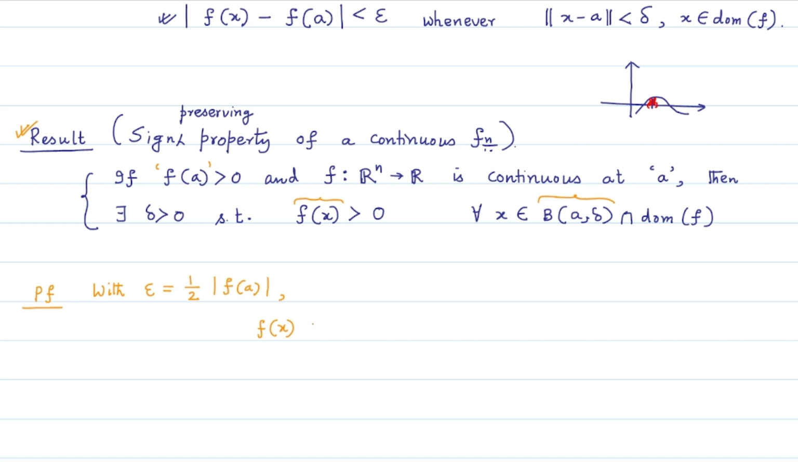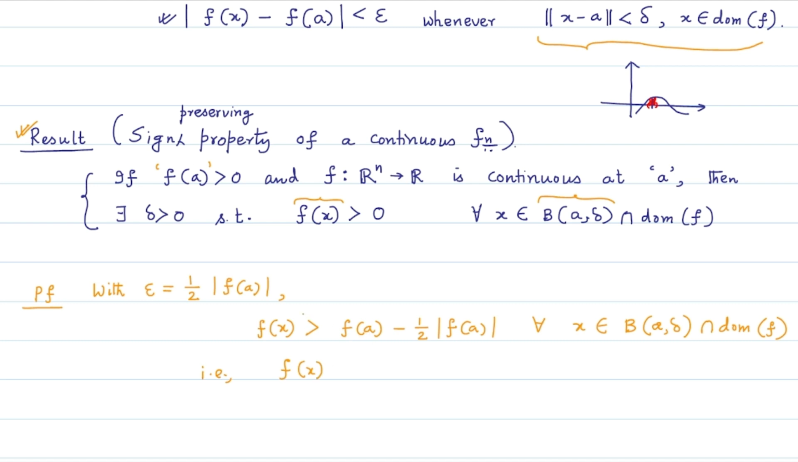So f(x) is bigger than f(a) minus epsilon for all x inside this delta radius ball, with x being a point in the domain of definition of f. That is, we get f(x) is greater than half f(a), which is greater than 0, and this inequality is true for every x inside this delta radius open ball and inside the domain of f, which proves the result that we wanted.